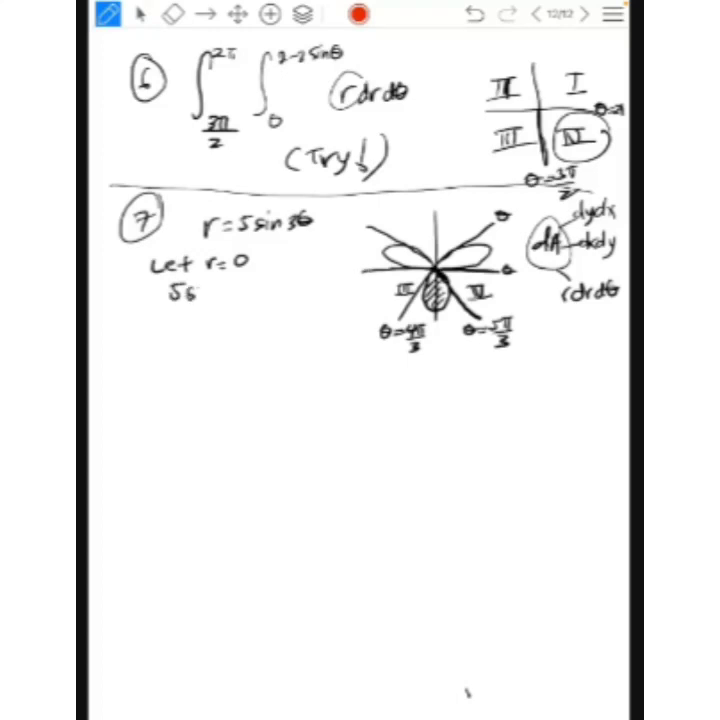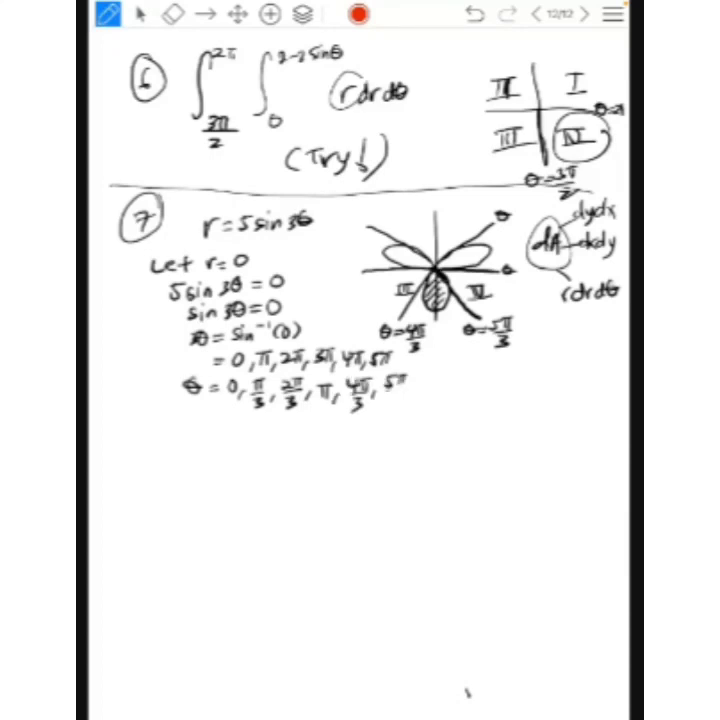For example, 5 sin 3 theta equals to 0. So sin 3 theta equals to 0. Or 3 theta equals to sin inverse 0. Starting with 0. And then you plus pi for every pi, 2 pi, 3 pi, 4 pi and 5 pi. Okay, so theta will be 0, pi/3, 2 pi/3, 3 pi/3 is pi, and then 4 pi/3, and then 5 pi/3. So this is in the third quadrant, in the fourth quadrant.